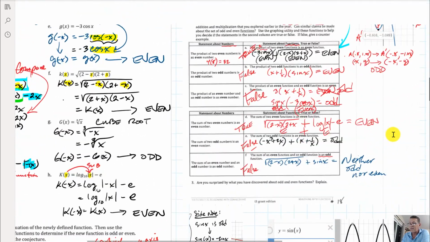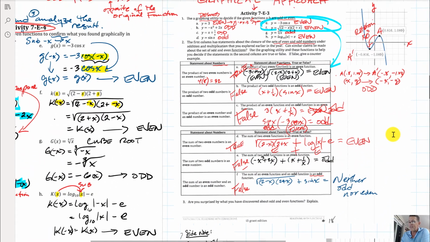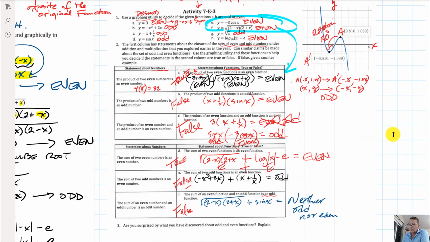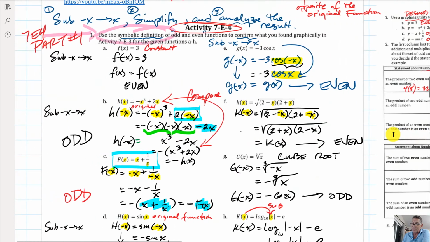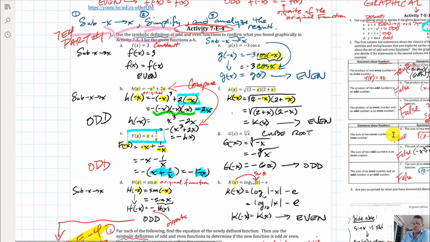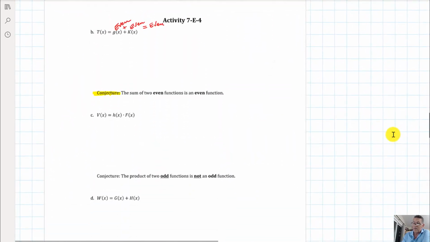Okay, so let's go back to 7e3. This is what I love about this technology, because we've done this before. It happens to be this one right here, part D. An even function plus an even function was an even function. We did that with Desmos. And so what we want to do is do it again, but we want to do it symbolically, right? Because we're learning new skills. Okay, so here we go.